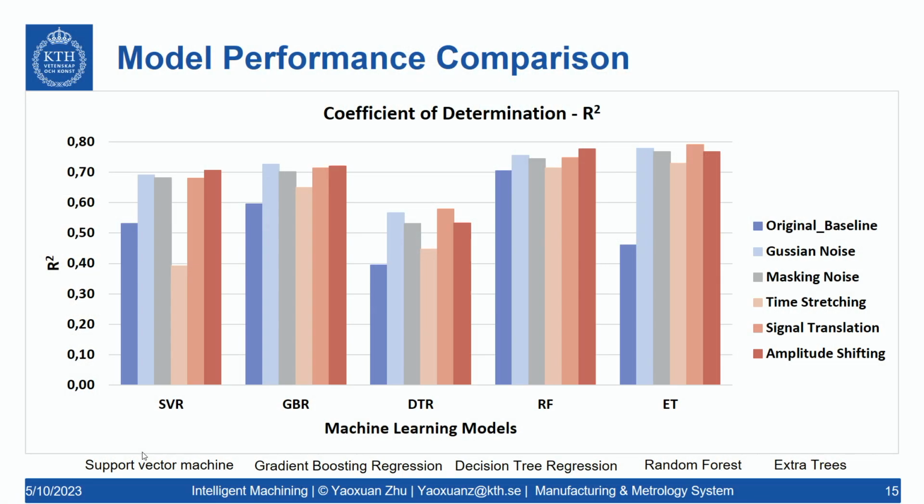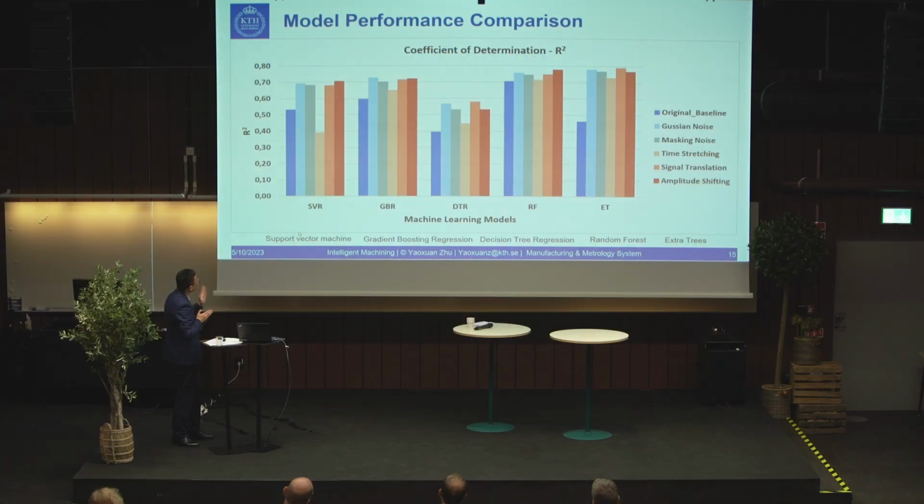R square, the coefficient of determination. The R square value can help us estimate the generalization of our prediction model. The higher the value, the more robust our prediction model is. So again, we compared the different colored bars with the deep blue bar. Here it shows that by using augmented data, machine learning algorithm models can become more generalized or more robust.